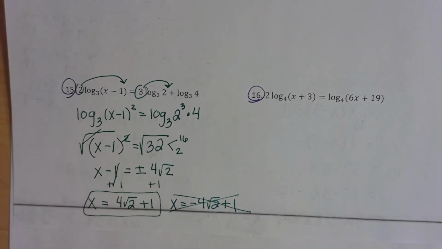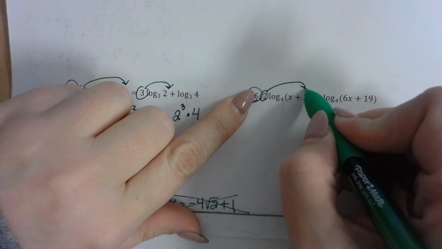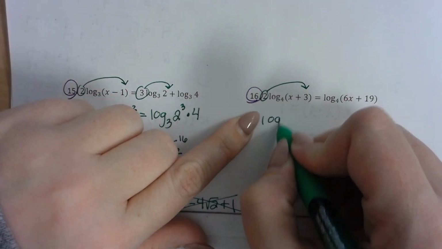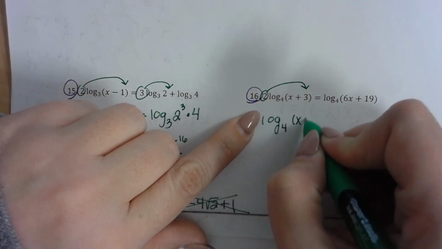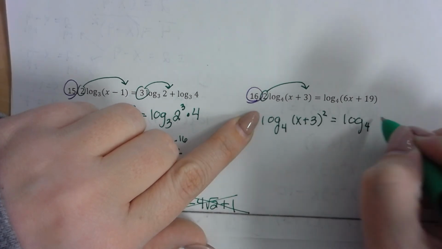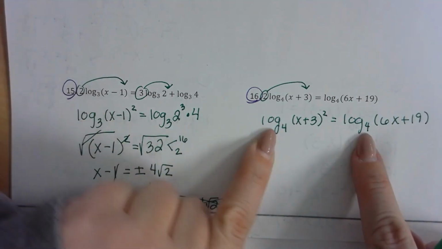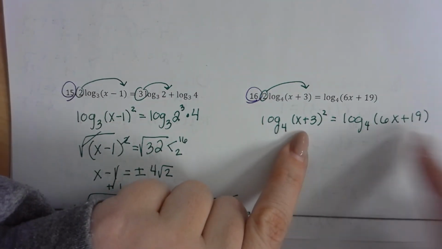Okay, now number 16, I'm not going to solve all of the way, but I wanted to at least get it started for you guys. So remember, the 2 is going to move up to be an exponent. So we've got log base 4 of x plus 3 squared equals log base 4 of 6x plus 19. So because both of these are log base 4s, we can set these equal.